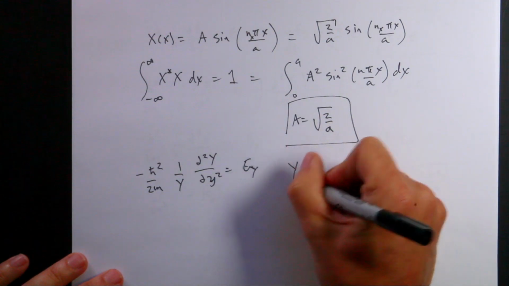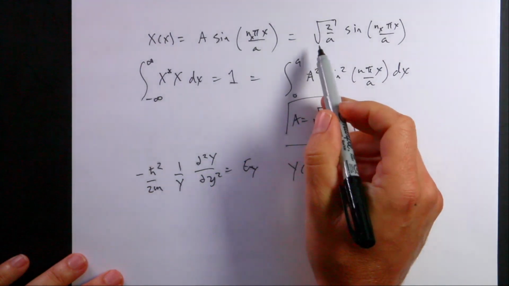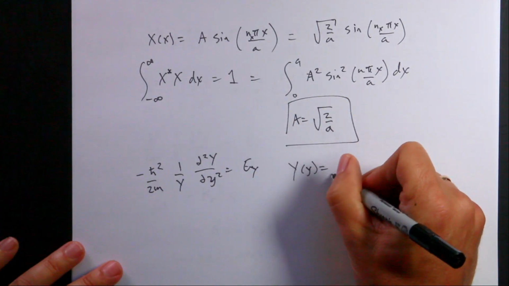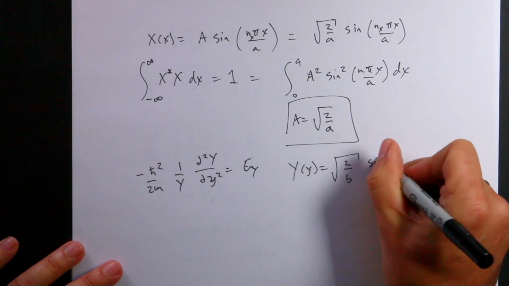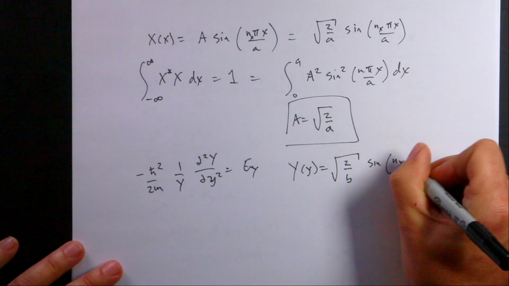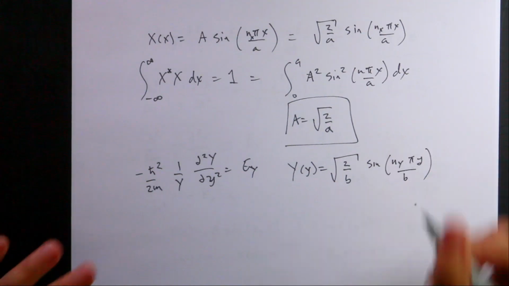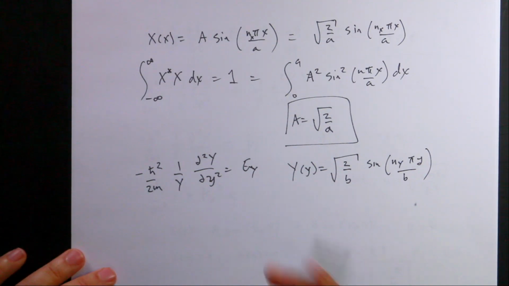So I'm going to get the same thing. Y as a function of y is equal to, now the normalization, I'm going to go from 0 to b. That's the only difference. So I will have the square root of 2 over b sine of n_y pi y over b. I'm not going to do the whole thing because it's the same thing. Okay, so now let's put this all together.